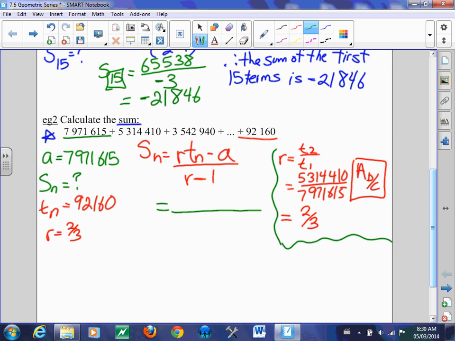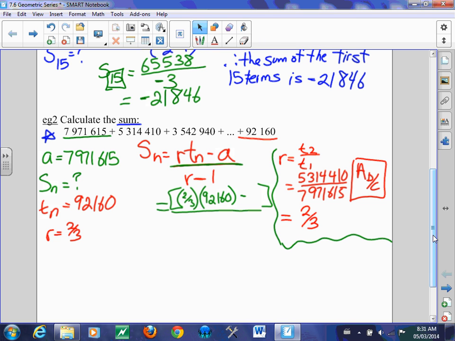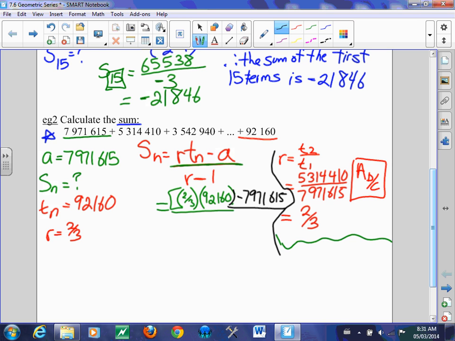Let's finish this off. Just remember, guys, this is a divide by line, so you've got to do everything in the numerator first. So r is 2/3 times t at n, which is your last value, which is 92,160. And then you subtract it from a. Let me just see if I can squeeze it in a little smaller. Okay, so subtract 7,971,615. Sorry, guys, about that. Thought I had more room. And then r, which is 2/3, subtract 1. Okay, so I'd be using my fraction button here when I'm pressing 2/3 into our formula.